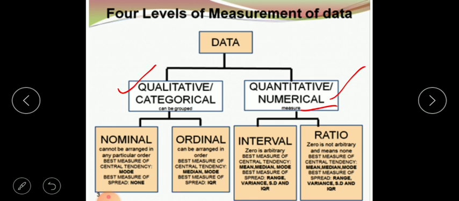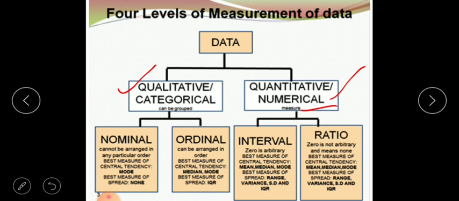On the other hand, we have the ordinal scale. The ordinal scale ranks them, we can arrange them in a particular order. Just like the nominal scale, we can find central tendency, and apart from the mode, we can also find the median, and it is the best measure of a spread.